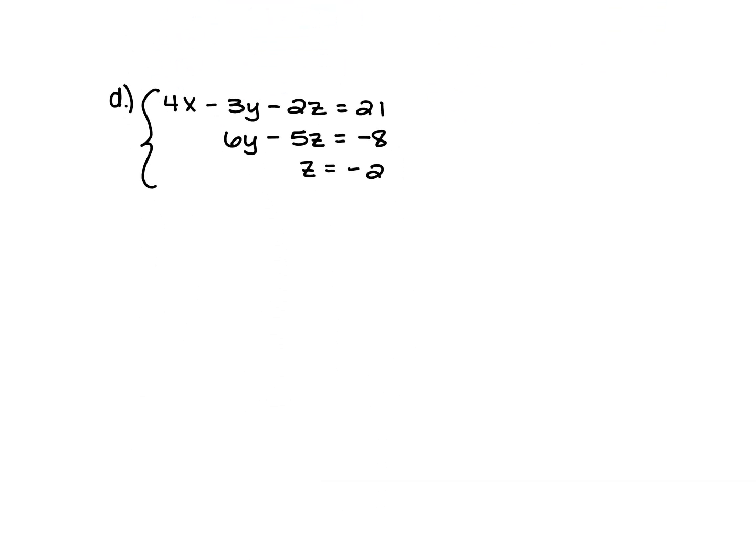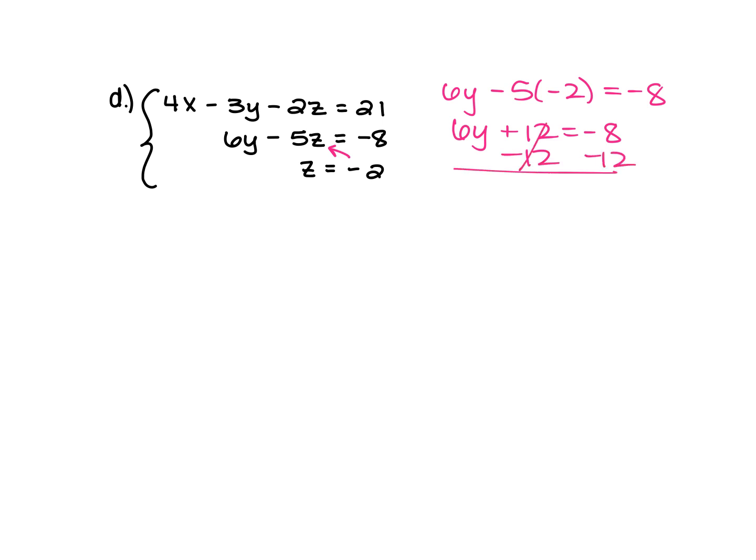For our last example, we have 4x minus 3y minus 2z is equal to 21, and 6y minus 5z is equal to negative 8, and z is equal to negative 2. From here, we're going to take that negative 2, plug it in for z in the middle equation, solve for y. That gives us 6y minus 5 times negative 2 is equal to negative 8. This then simplifies to be 6y plus 12 is equal to negative 8. Move your 12 over by subtracting it from both sides. That gives you 6y is equal to negative 20. Divide each side by the 6, and you have that y is equal to negative 10 over 3.